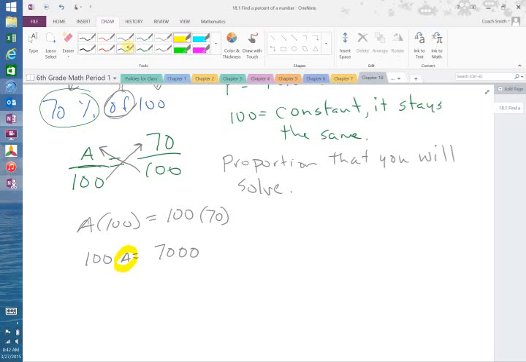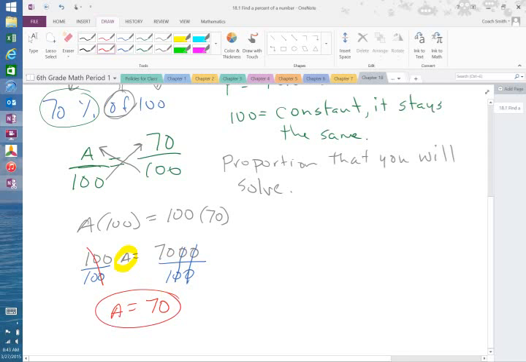To do that, we must divide both sides by 100. When you divide both sides by 100, you can just cancel out those zeros. On the left side of the equation, the 100 cancels, leaving me with A is equal to 70 over 1, which is 70. So 70% of 100 is 70. Now, like I said, that's a very easy one because I used 100.